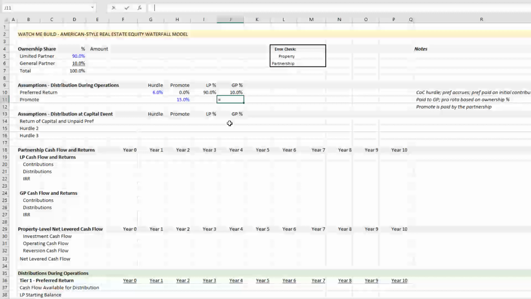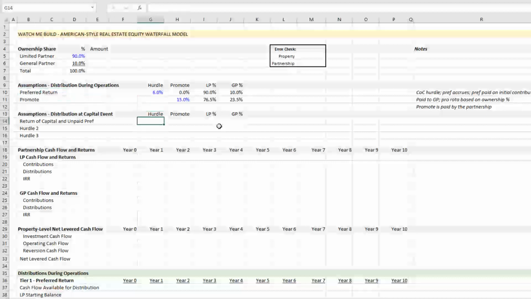So how do we calculate that? Well, we go equals GP's 15% plus 1 minus 15%, which is whatever's remaining, multiplied by the GP's ownership share, 10%. And the LP equals 1 minus whatever the GP receives. So where a 15% promote is paid out to the GP, the GP's distribution percentage is 23.5%, and the LP receives 76.5%. So those are our distribution assumptions during operations.